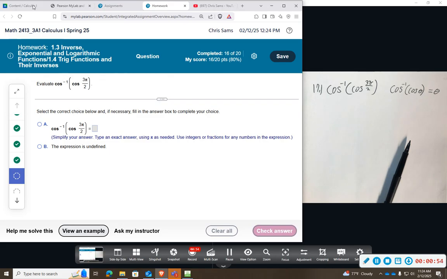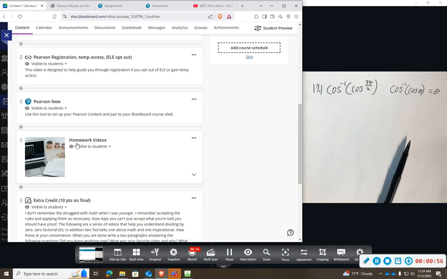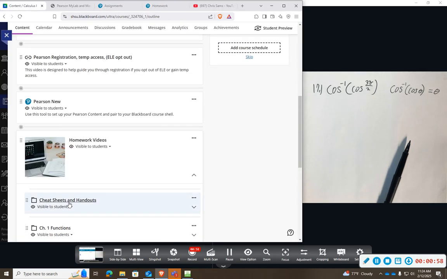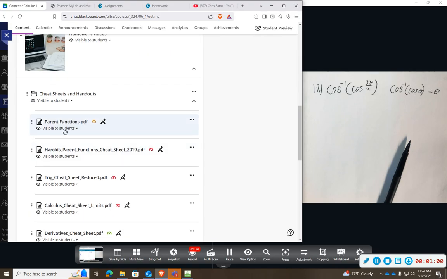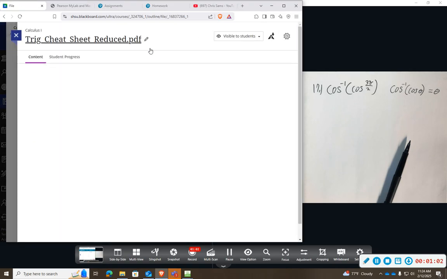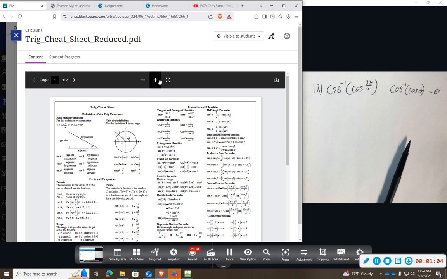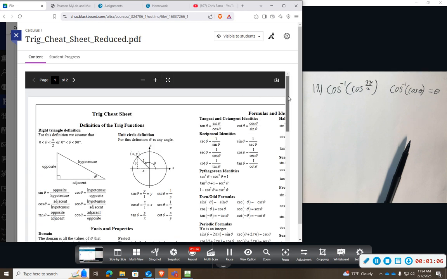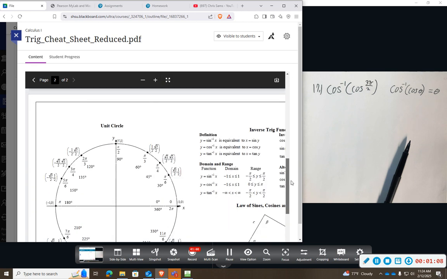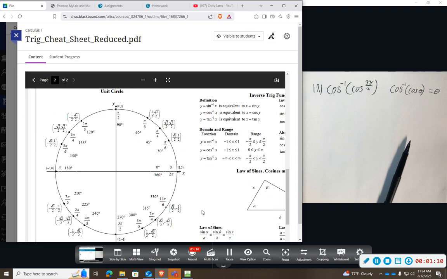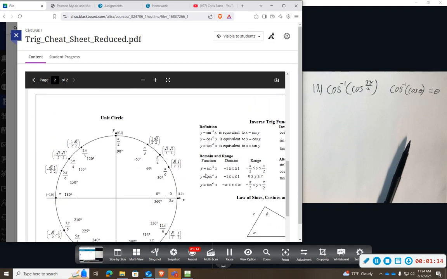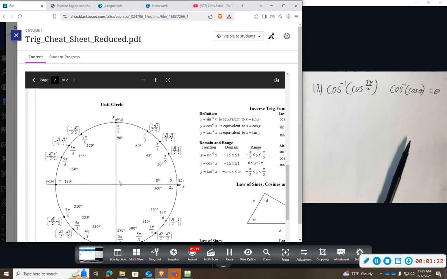So let me pull up the trig cheat sheet from our course. I'm going to go to Sheets and Handouts and the trig cheat sheet, so I can show you here. When we do the inverse, it shows up here, we have restricted domains. So cosine only works when we're between -1 and 1, so that's from here to here, 0 to pi when we talk about radians.